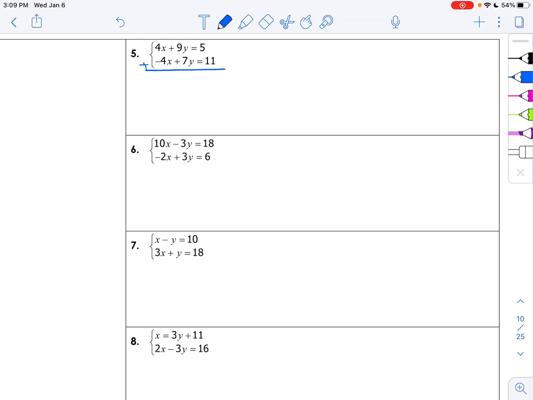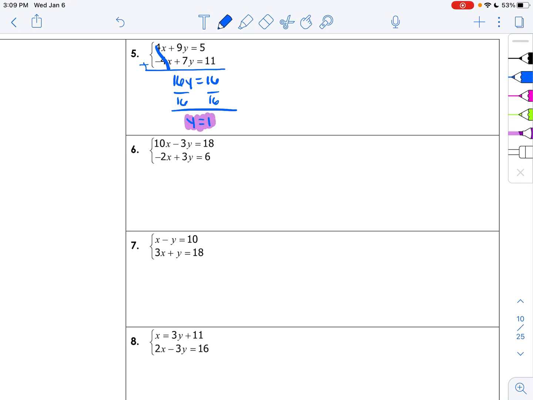4x minus 4x eliminates to 0. 9 plus 7 is 16y, and 5 plus 11 is 16. To finish solving it, I'm going to divide both sides by 16, which results in y equals 1, the first half of my answer.